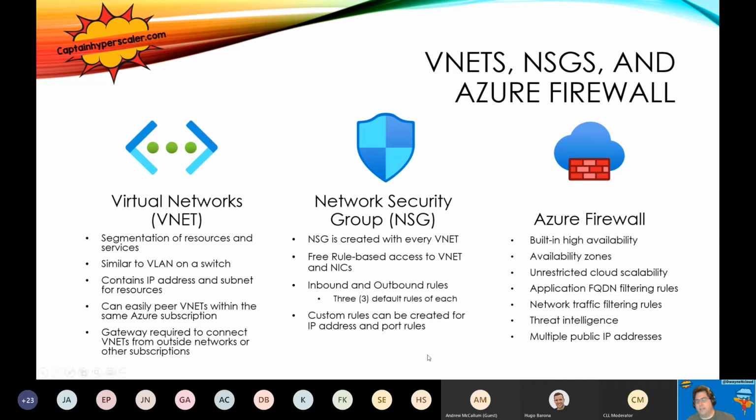at a base level. And then Azure Firewall takes that a step further, where you have a built-in high availability perimeter device that has unrestricted cloud scalability, has the ability to create additional filtering rules, has the next generation threat intelligence, where it is looking at the threat intelligence database for suspect IP addresses that might be hitting your network, and have the ability then to also use multiple public IP addresses to access that firewall and route information.